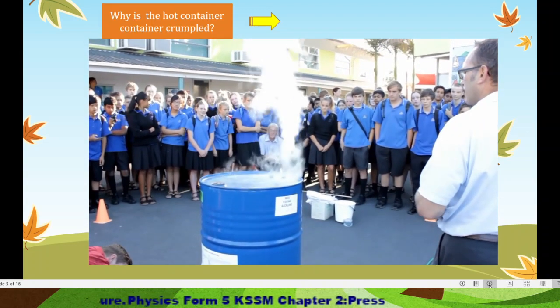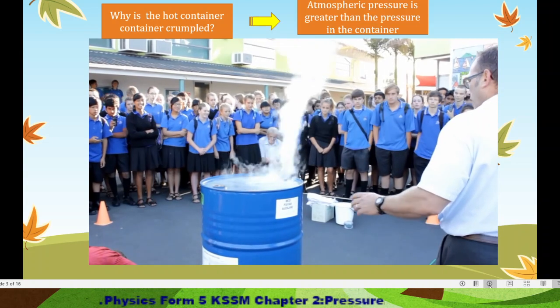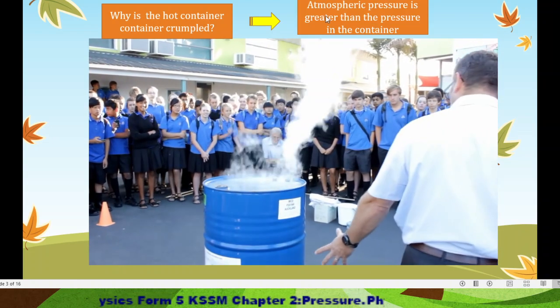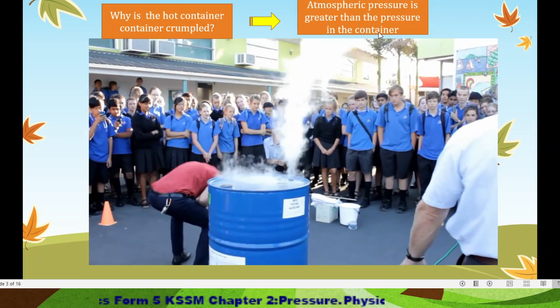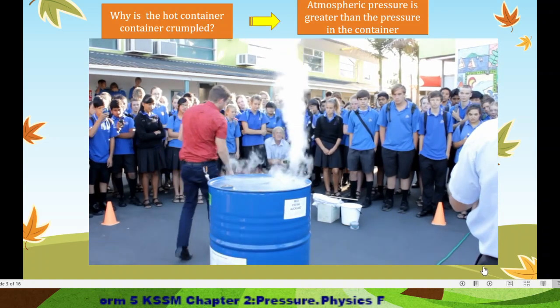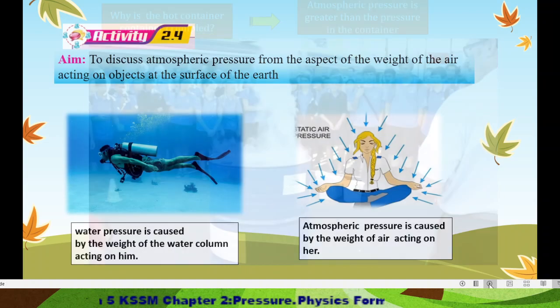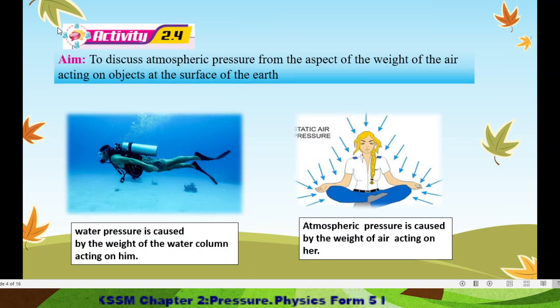So why does the hot container crumple? Atmospheric pressure is greater than the pressure in the container, which causes the can to crumple. Okay, you can refer to your textbook, activity 2.4. In this activity, the aim is to discuss atmospheric pressure from the aspect of the weight of the air acting on objects at the surface of the Earth.